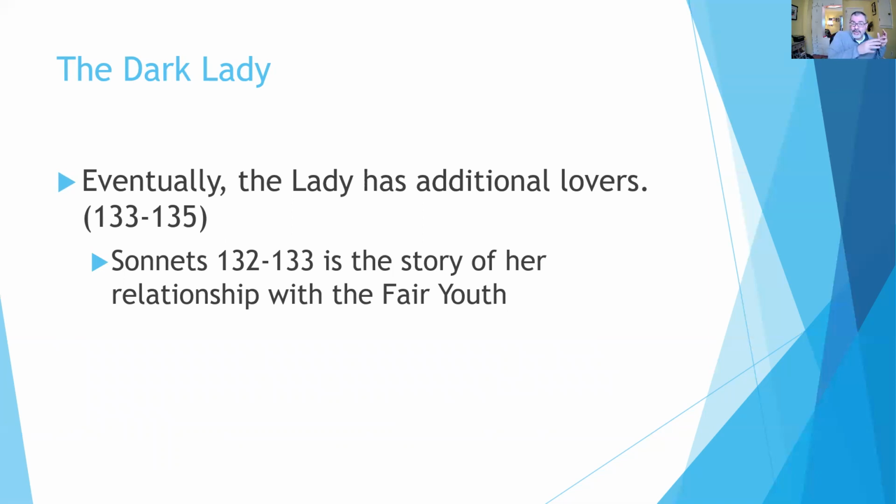And just like with the fair youth, this lady is less interested in him. In fact, in 133 through 135, she's taking on additional lovers. The fair youth is one of those lovers in 132 to 133. So you can do a nice little exercise: look at 40 and then 42, and then compare it to 132 and 133 and see what's going on there.